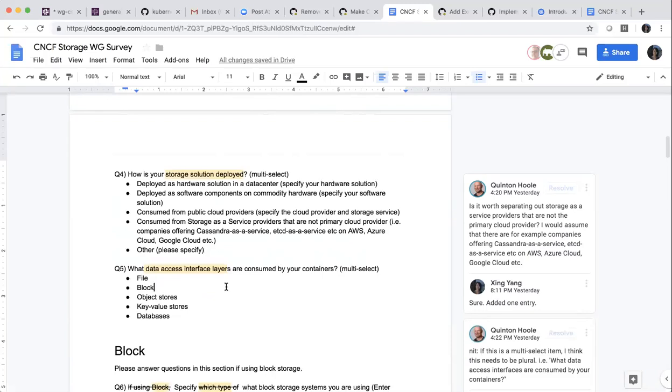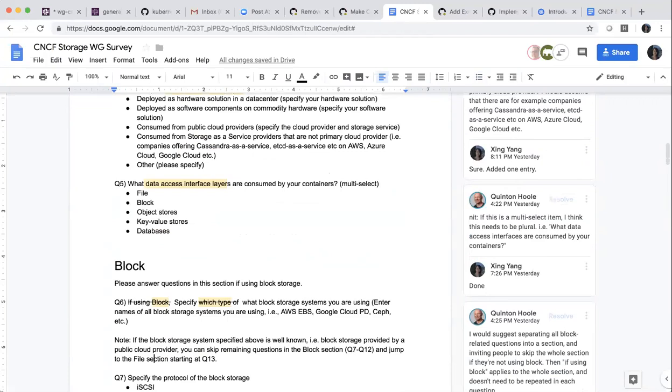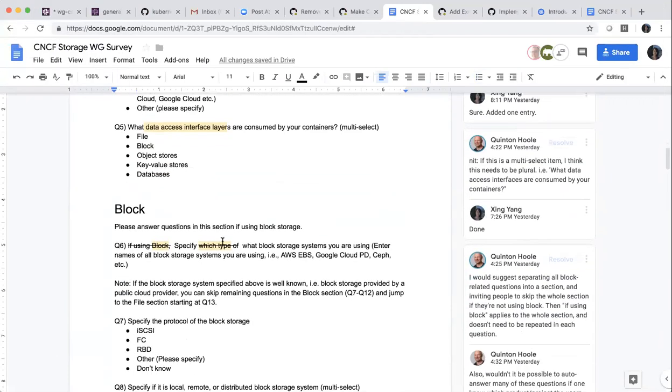And what data access interface layers are consumed? So there's a multi-select question. Mm-hmm, that's cool. Then next is the block section. So here are the questions if you have block storage. Here are all the questions. The first question is basically, what is the block storage system you're using?